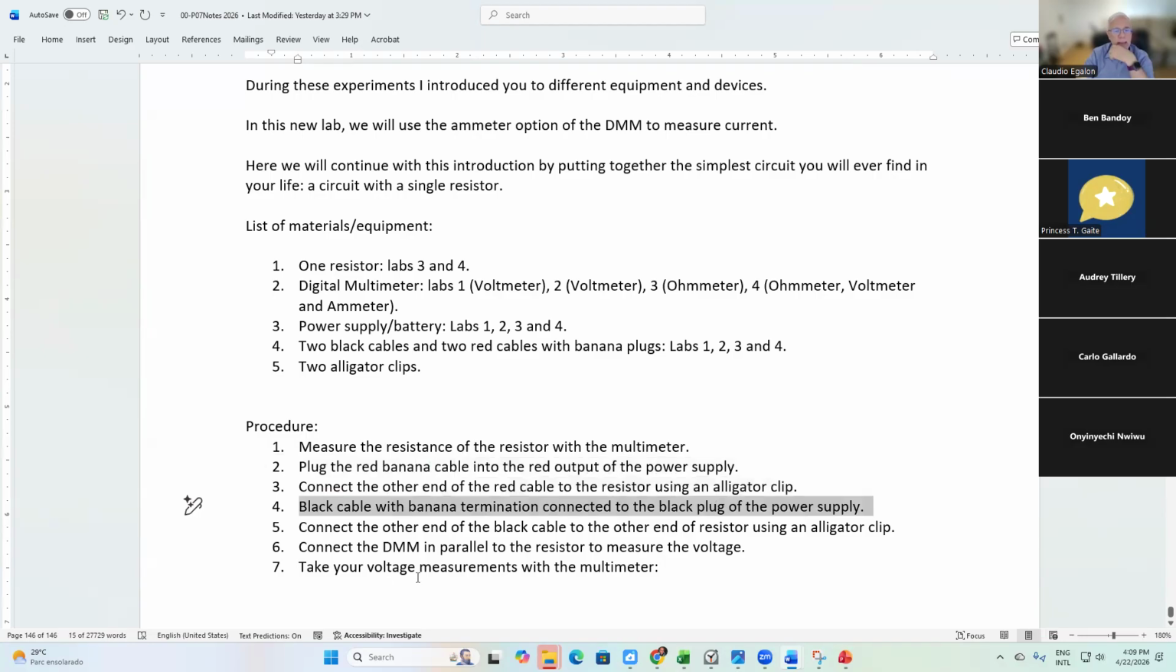Black cable with banana termination. Connect it to the black plug of the power supply. Connect the other end of the black cable to the other end of the resistor using an alligator clip. Connect the DMM in parallel to the resistor to measure the voltage. Take your voltage measurements with the multimeter.